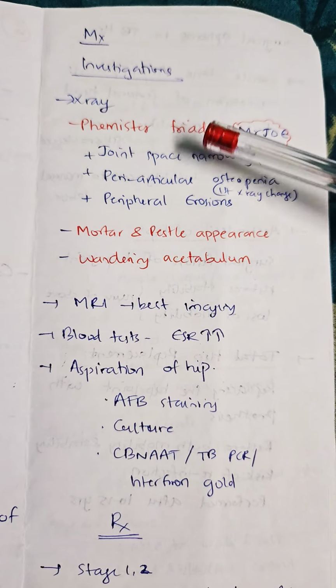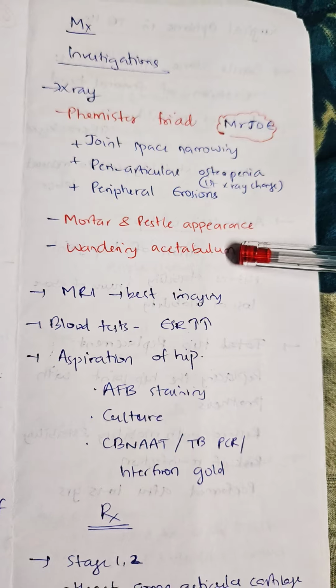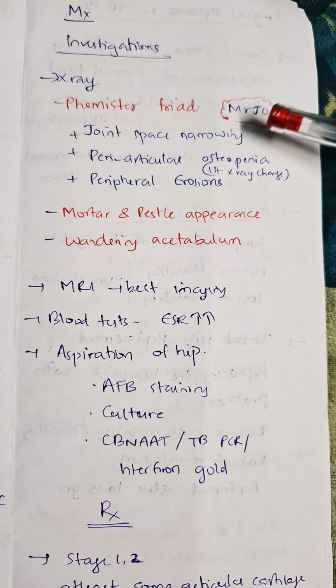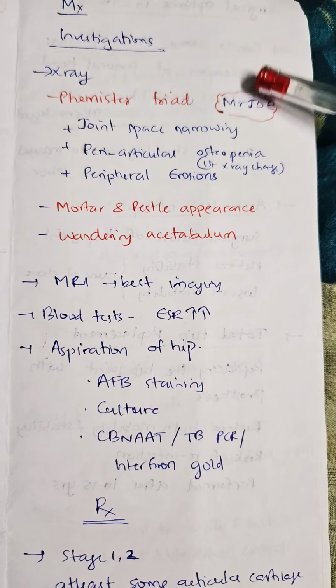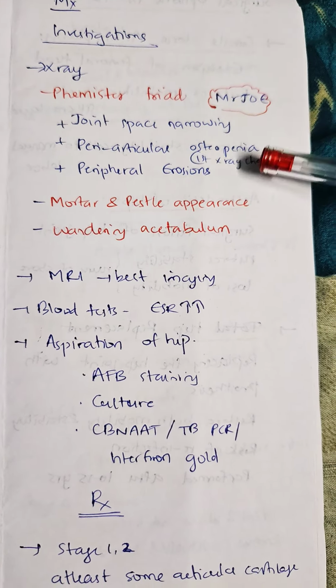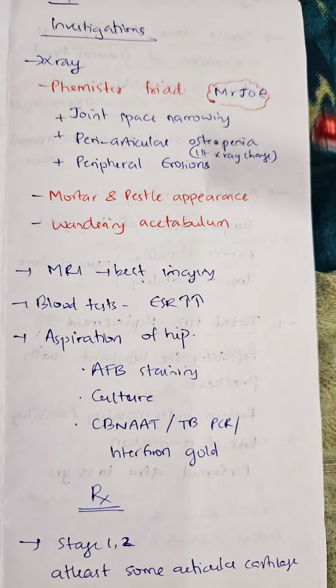Investigation: the X-ray shows 3 findings: Phemister triad, mortar and pestle appearance, and wandering acetabulum. So this Phemister triad is a triad, so there are 3 things, and you can remember it using the code Mr. Joe. J is for joint space narrowing, O is for periarticular osteopenia, that is the first X-ray change which can be seen, and E is for peripheral erosions.